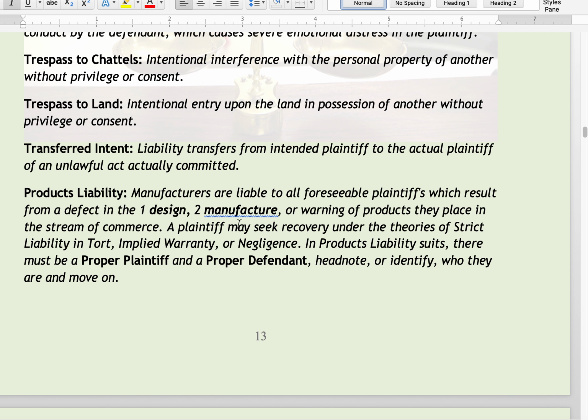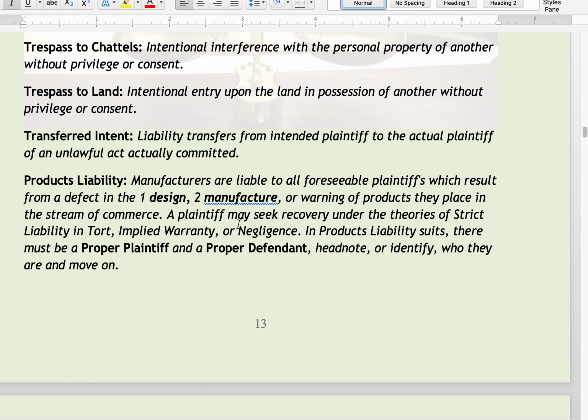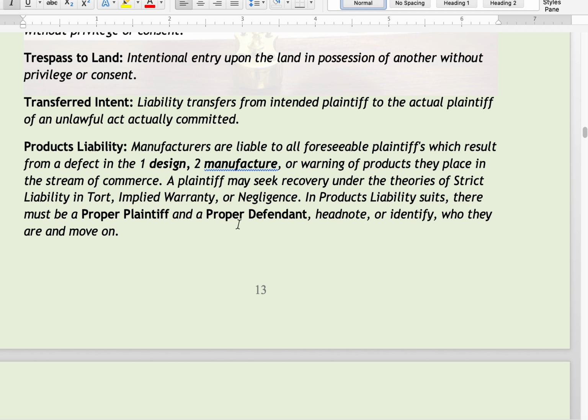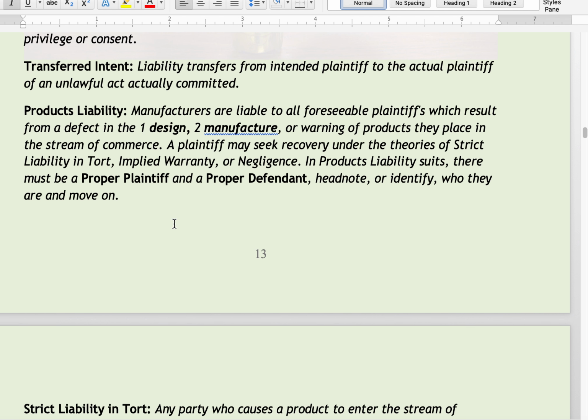Trespass to chattels, intentional interference with the personal property of another without privilege or consent. Trespass to land, intentional entry upon the land in possession of another without privilege or consent. Transferred intent. Liability transfers from intended plaintiff to actual plaintiff of an unlawful act actually committed.